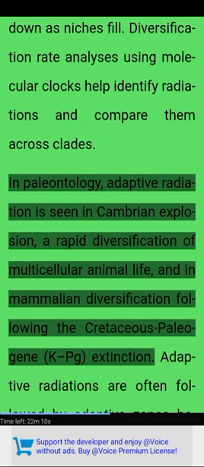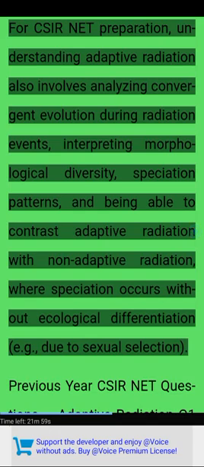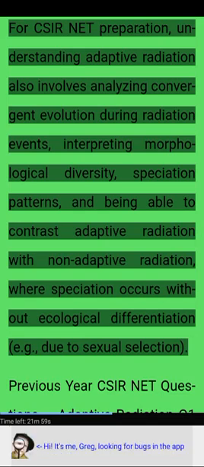In paleontology, adaptive radiation is seen in the Cambrian explosion, a rapid diversification of multicellular animal life, and in mammalian diversification following the Cretaceous-Paleogene (K-Pg) extinction. Adaptive radiations are often followed by adaptive zones becoming saturated, after which extinction and slower evolution dominate. For CSIR NET preparation, understanding adaptive radiation also involves analyzing convergent evolution during radiation events, interpreting morphological diversity and speciation patterns, and being able to contrast adaptive radiation with non-adaptive radiation, where speciation occurs without ecological differentiation, e.g., due to sexual selection.